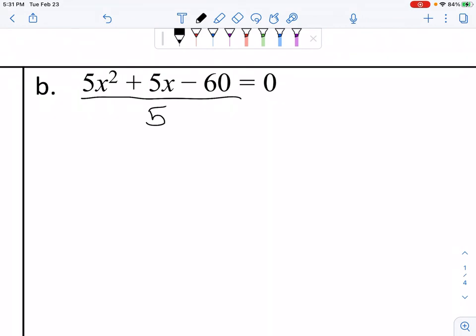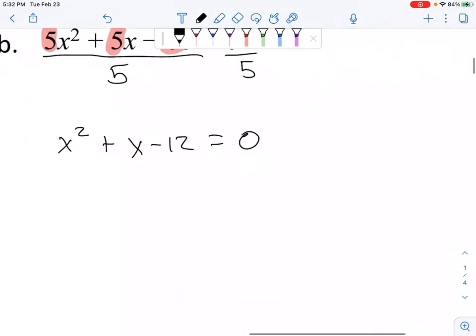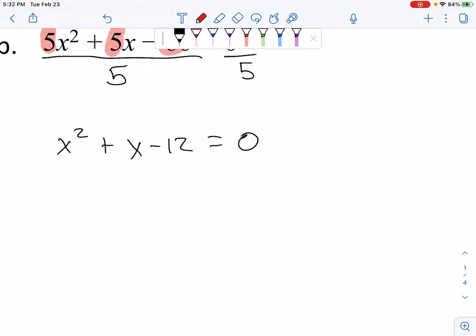But remember, what I do to one side, I have to do to the other. So if I scale this whole thing down by 5, I'm dividing all 3 of these things by 5, and I'm getting 1x squared plus 1x minus 12 equals 0 divided by 5, which is 0. So this is my new equation I'm working with. Quadratic formula tells me I'm using 1 for A, 1 for B, and negative 12 for C. So again, A equals 1, B equals 1, C equals negative 12.